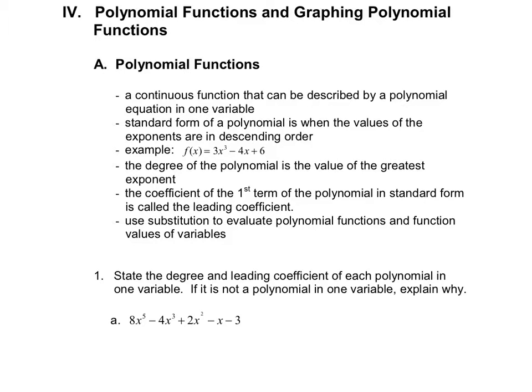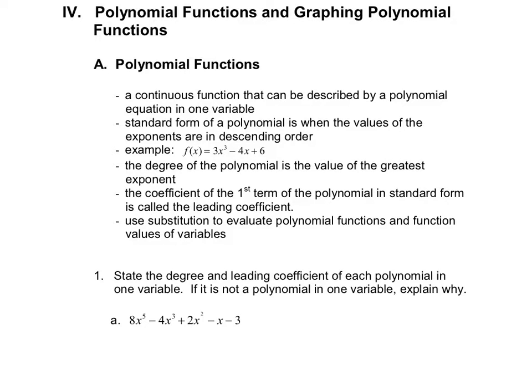Standard form of a polynomial function is when the values of the exponent are in descending order. So for example, squaring would come first, the variable without an exponent comes last, and then the integer that doesn't have a variable would come on the end. So you want to make sure your exponents go in descending order from highest to lowest. For an example, 3x to the third minus 4x plus 6 is considered to be in standard form because the highest exponent, 3, came first.